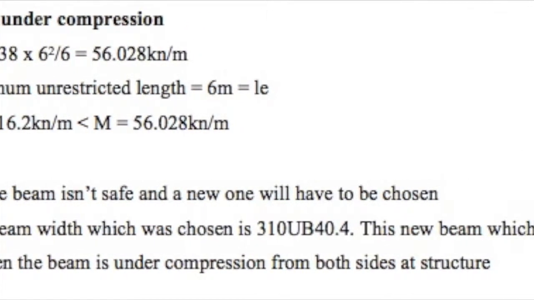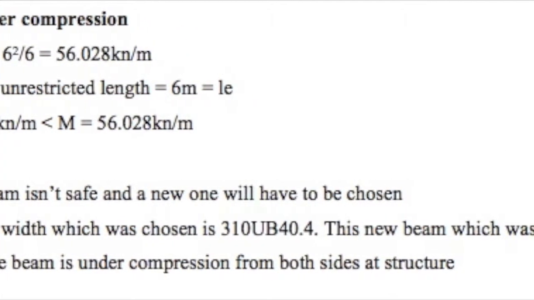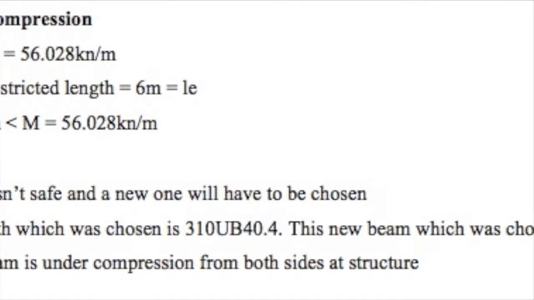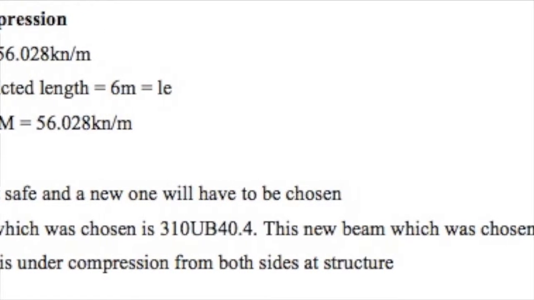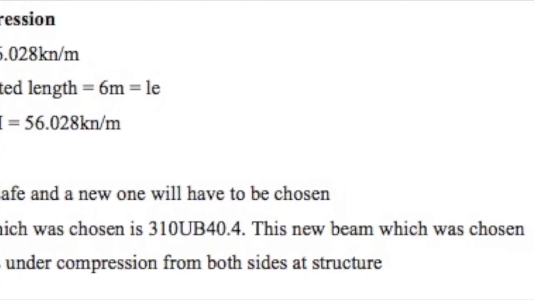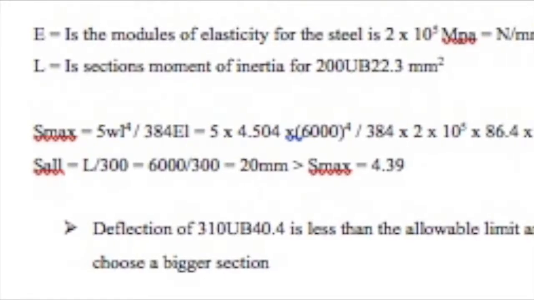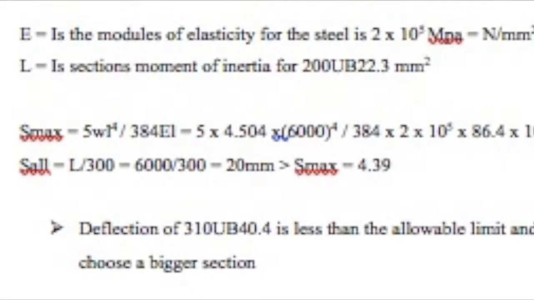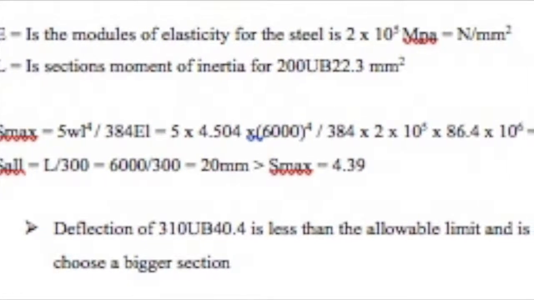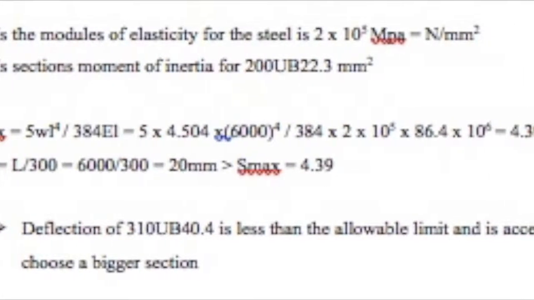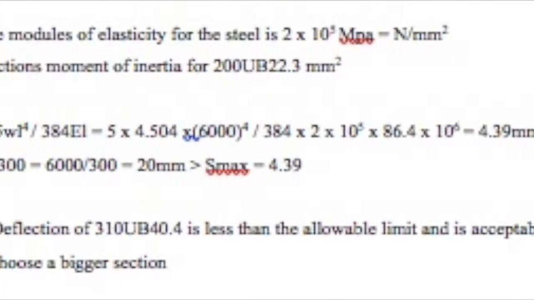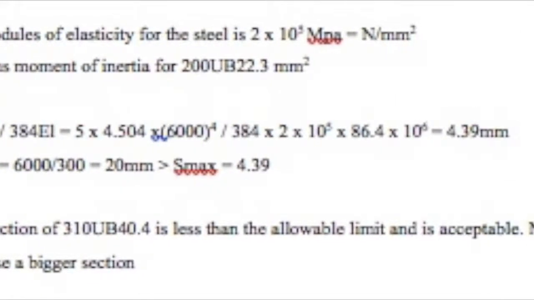The final process was to determine the deflection of the beam and how much it would deflect when under maximal load. For our shed, the maximum deflection of the beam was 3.8 millimeters. The end rafter also had to be chosen, and it was 310 UB 40.4, and the maximal deflection was 4.39 millimeters.